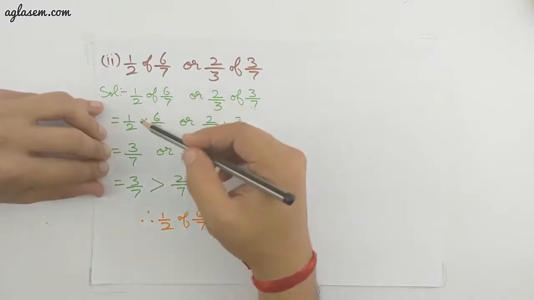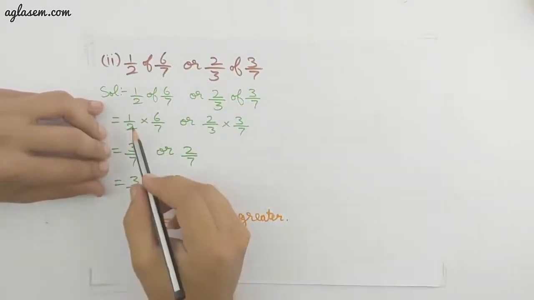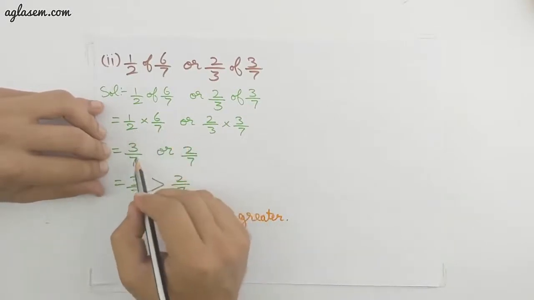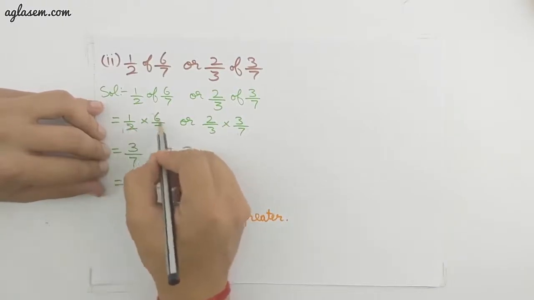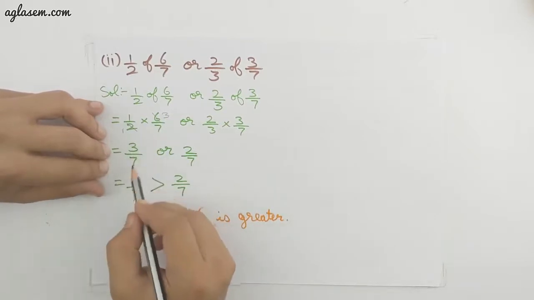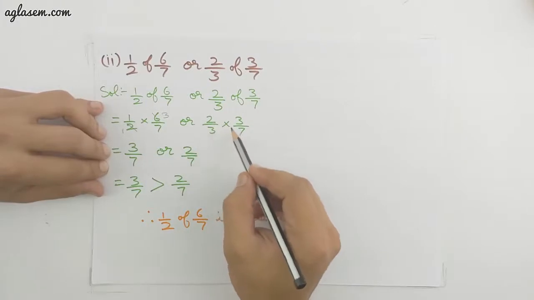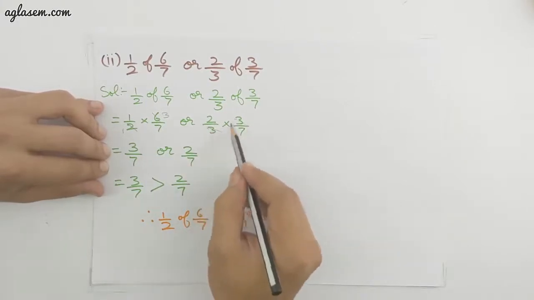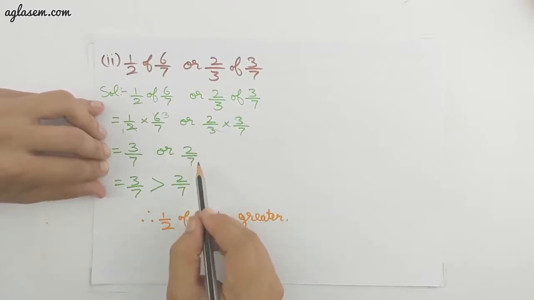Well, let's see which side is greater. So 1 by 2 multiplied by 6 by 7 is equal to 3 by 7. We can cut down: 2 ones are 2 and 2 threes are 6. That's why 3 by 7 is the left side. And 2 by 3 into 3 by 7 will give us 2 by 7 because the 3 cancels, as you can see. And 2 by 7 is the right side.